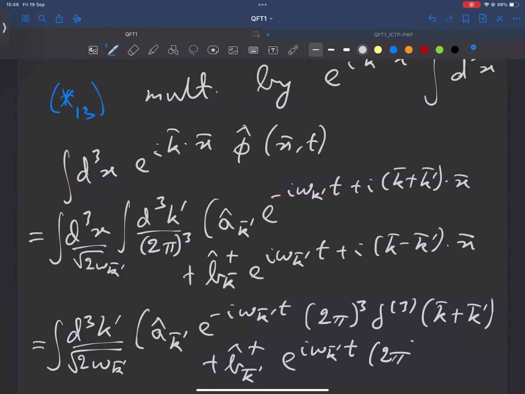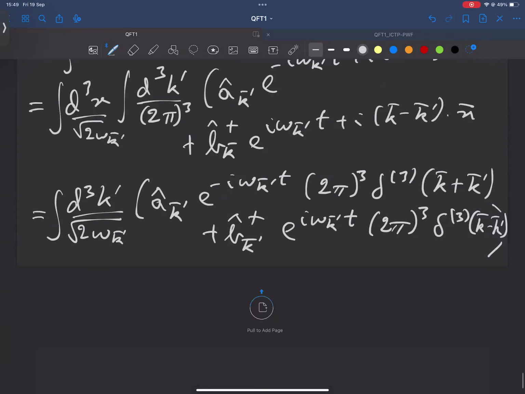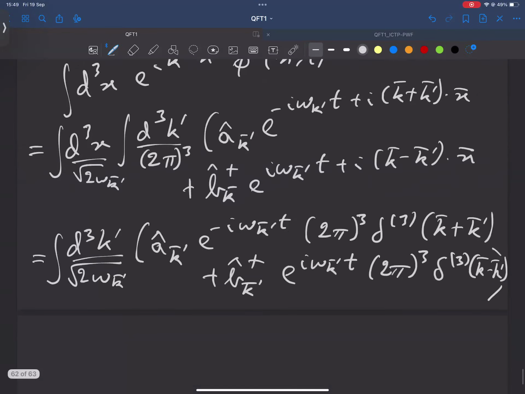Prime, t, 2 pi q, again another three-dimensional delta of k minus k prime. Okay, and then there's a bracket. If you are not able to read it in real time, it will be there in the notes, just doing Fourier transforms, position to momentum space and vice versa, very carefully. Okay, so now we can evaluate these deltas.